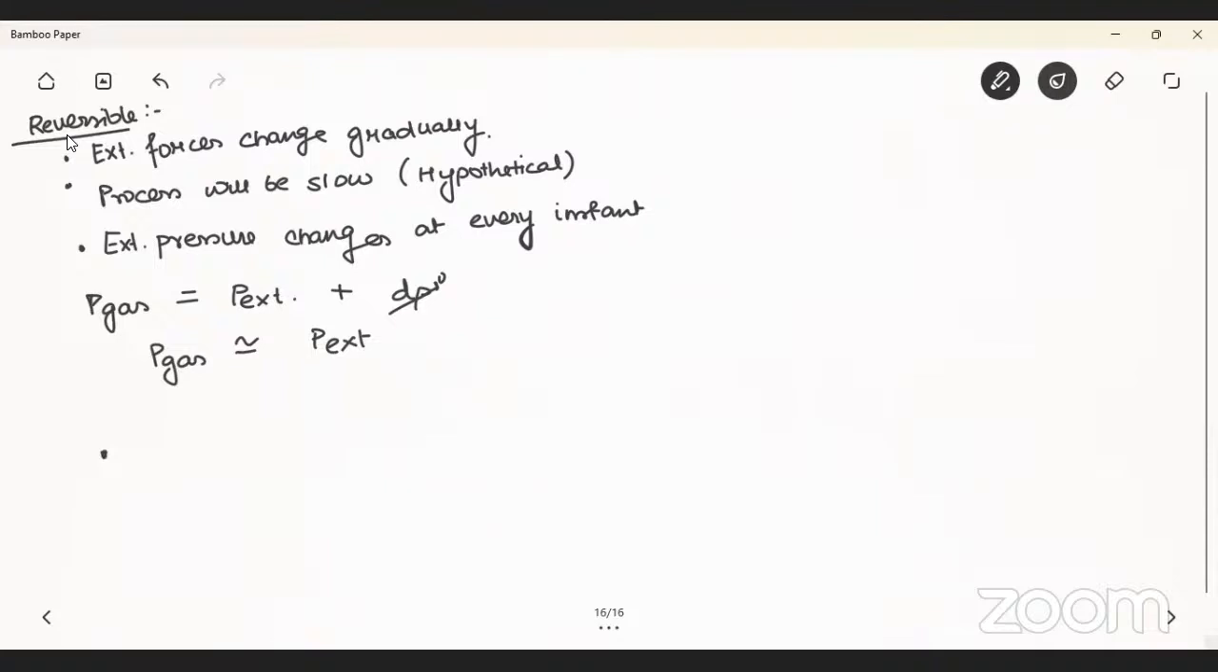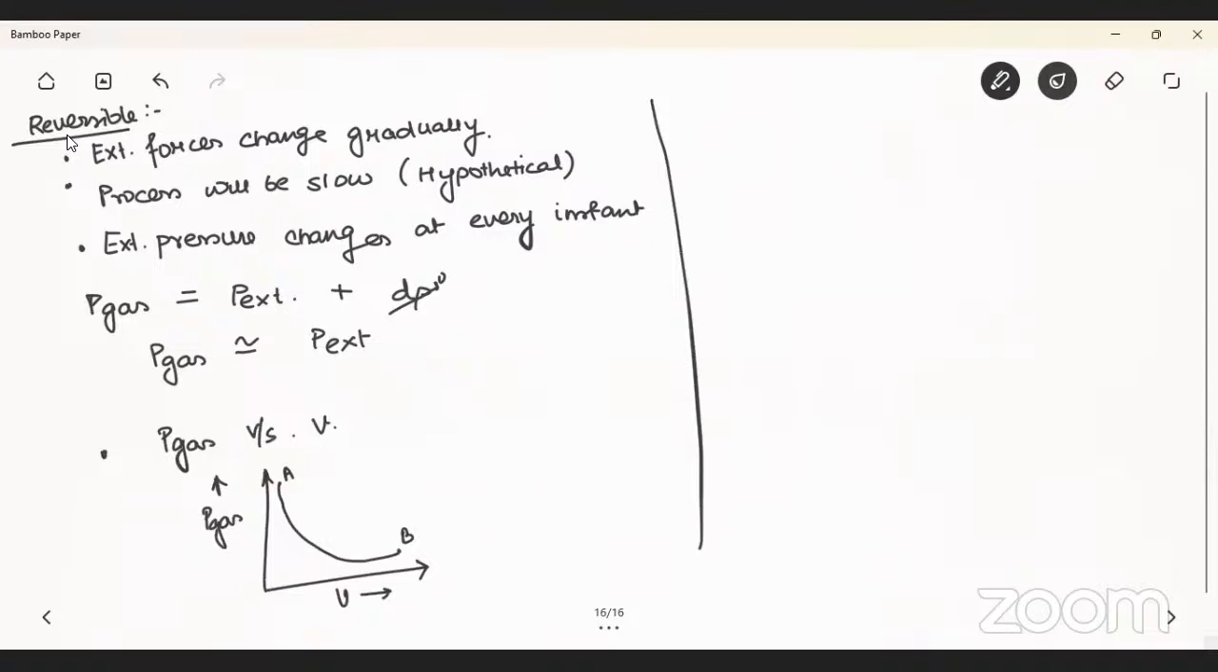Plot of P of gas versus volume. This graph is important. Here it is volume, here it is P of gas. The graph will look like this. So this is our initial point A and this is our final point B. These are the things for the reversible process.